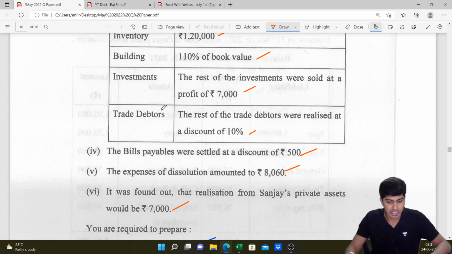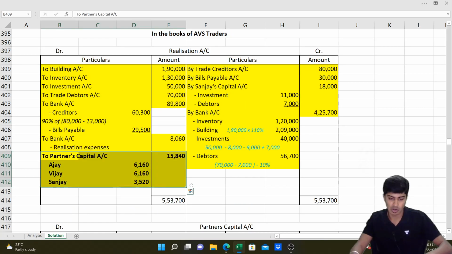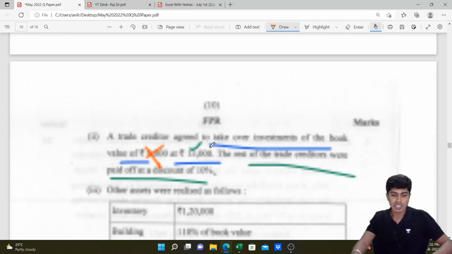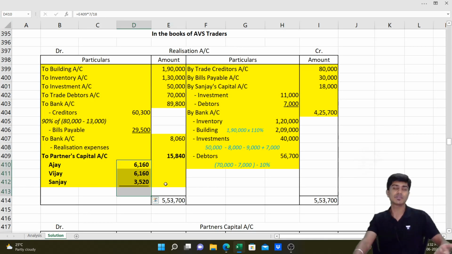Let's just go finish our capital account. Before that, in our realization account, we find the balancing figure, that is realization profit or loss. Once we find this realization profit or loss, it will be split between the partners in the same ratio, that is 7:4. This gives 6,160, 6,160 and 3,520. We'll give it to all the partners in their capital account.